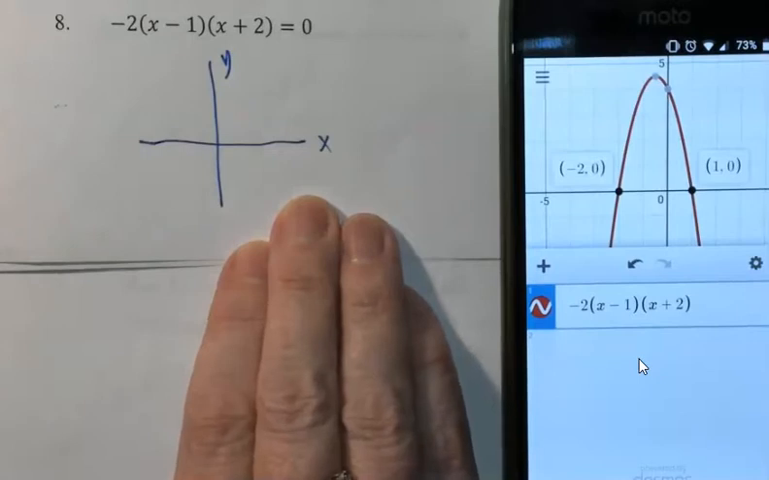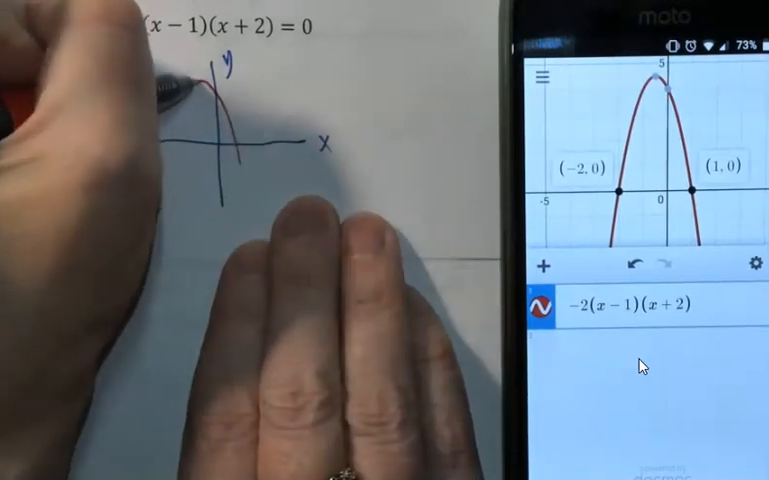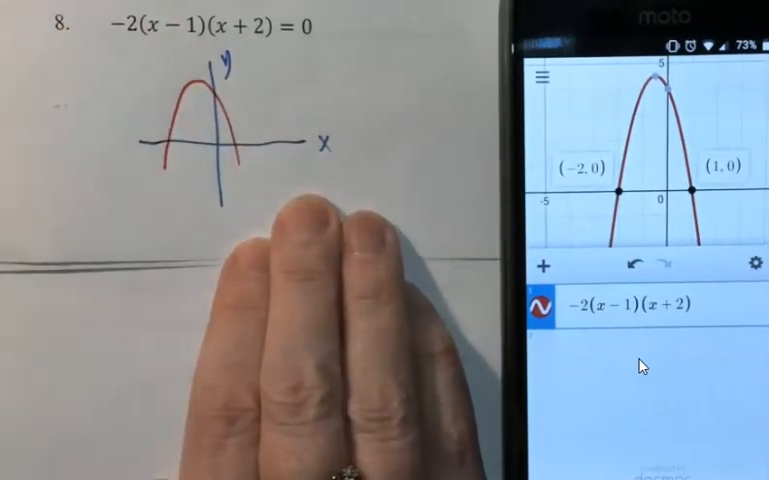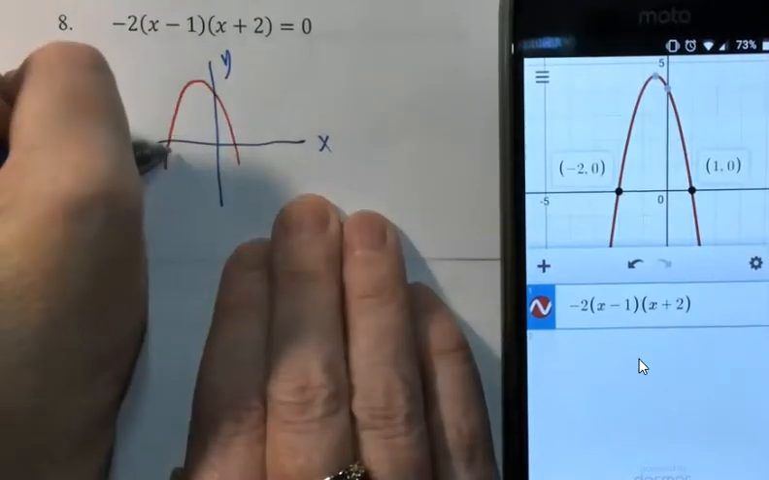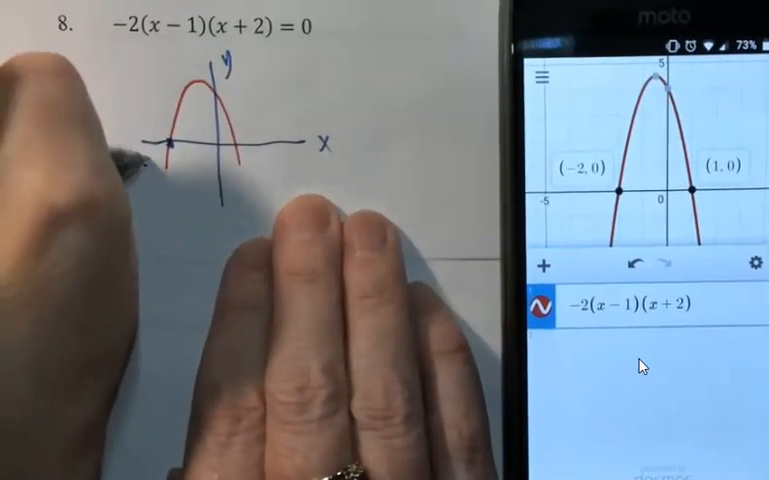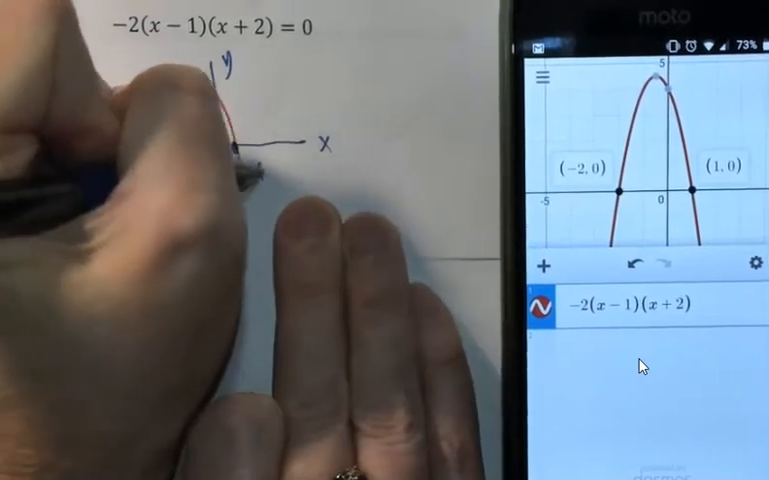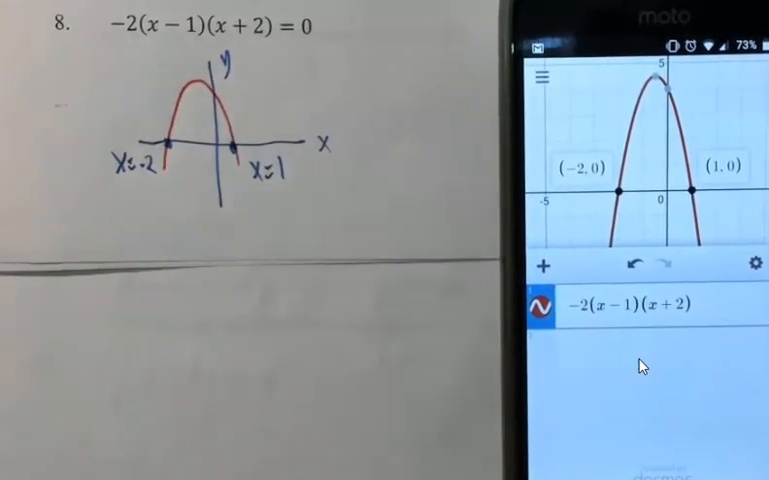So it does cross the x-axis twice. So I'm going to make my parabola. And then I'm going to label my x-intercepts. X equals -2 and x equals 1. Okay, next, let's solve this algebraically.